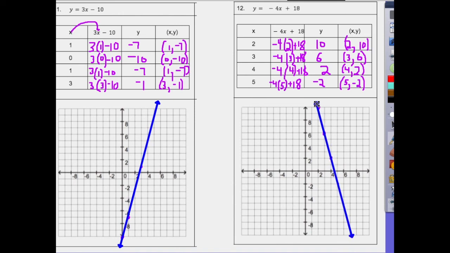All right, make sure your line goes all the way through your graph, top and bottom, and that you have arrows drawn at the end like that.